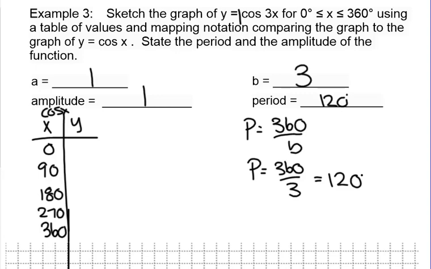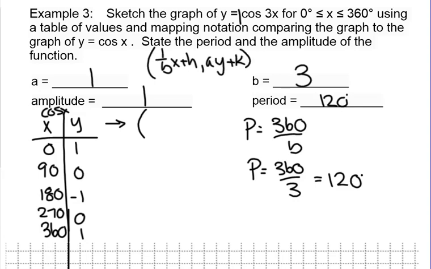We know that cos of 0 is 1, cos of 90 is 0, cos of 180 is -1, 0, and 1. Well, things we can use, we can either translate each point, or we can use our mapping notation, where our points would be, remember, our mapping notation is (1/b x plus h, a y plus k), and that's in brackets because those are points. So for us, our b was 3, so x over 3, or 1/3 times x, plus we don't have an h, so plus 0. Our a value is 1, so it's just y.